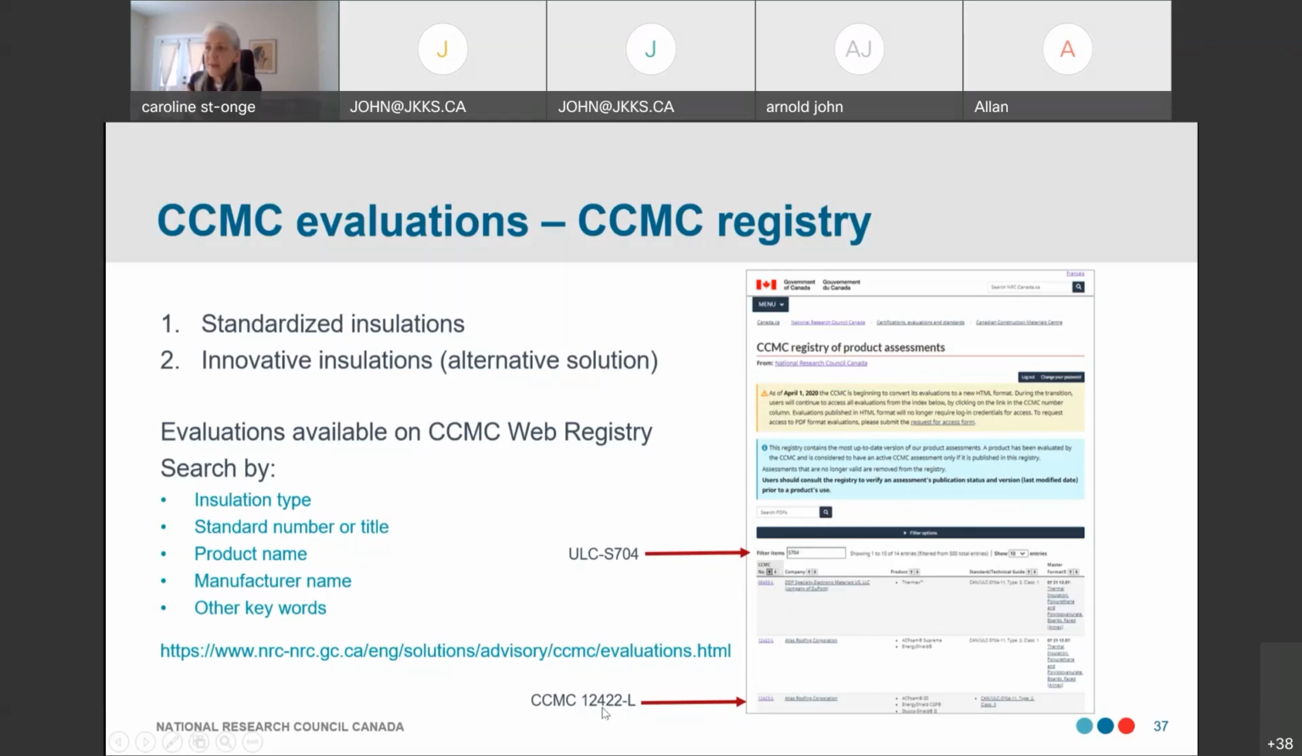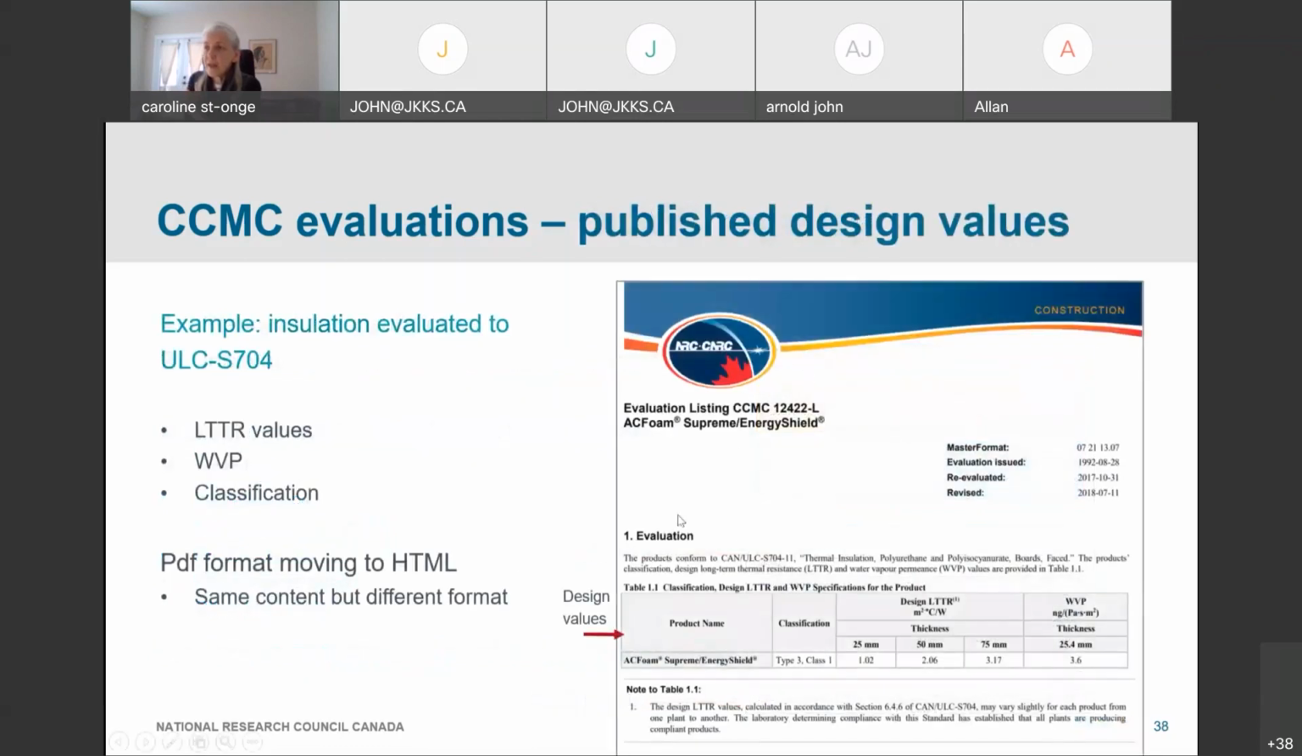And I'm using this example to show you how it looks. This is in PDF format, but we are changing our format into HTML. So you may see other listings with a different format. We are showing the design value, which includes LTTR, because this is an insulation foam called a polyiso board assessed per S704. So we are looking at LTTR value, water vapor permeance as design value, and we show the classification, type 3, class 1.